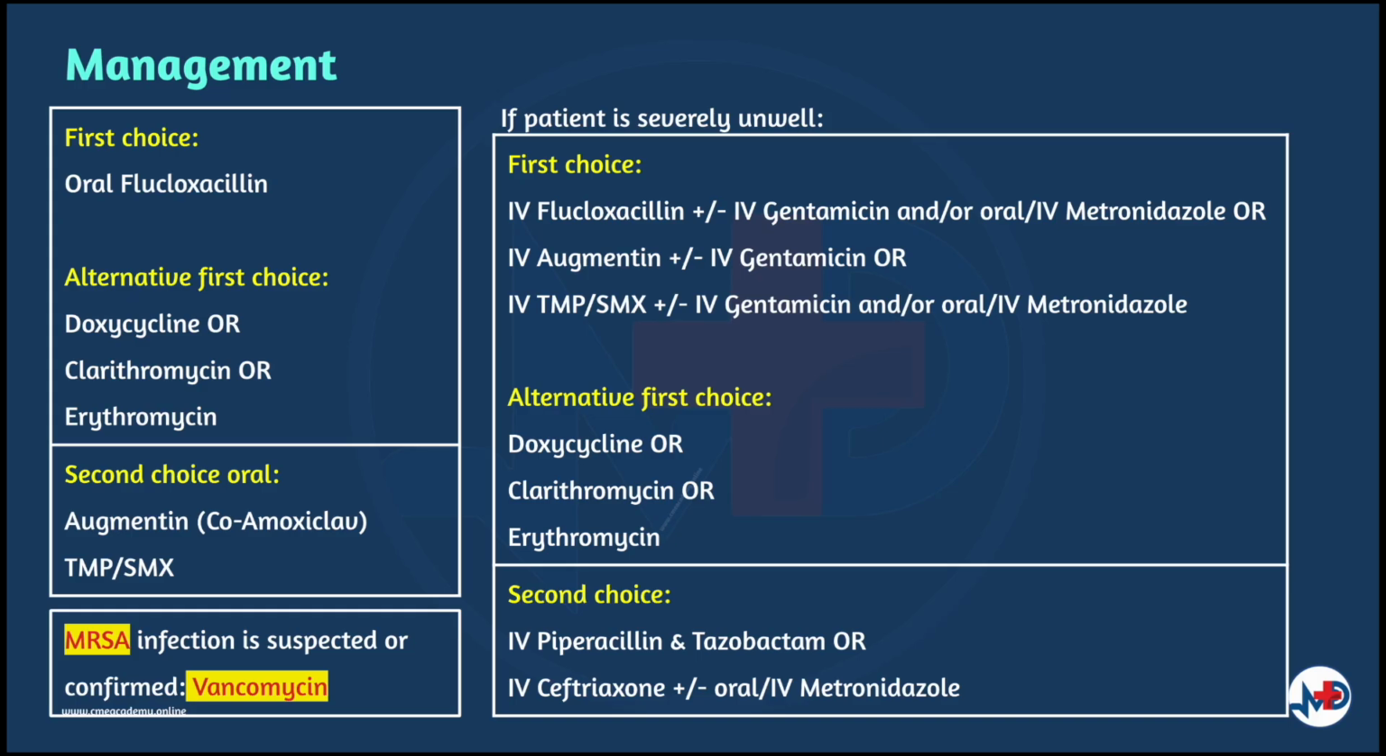If the patient is severely unwell, consider intravenous flucloxacillin with or without gentamicin and/or metronidazole. Co-amoxiclav with or without gentamicin, or co-trimoxazole with or without gentamicin and/or metronidazole are the alternative first-line intravenous antibiotic therapy. Second choice antibiotics for severely unwell patients are piperacillin-tazobactam with or without metronidazole.